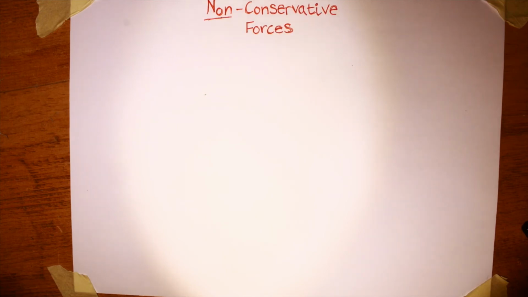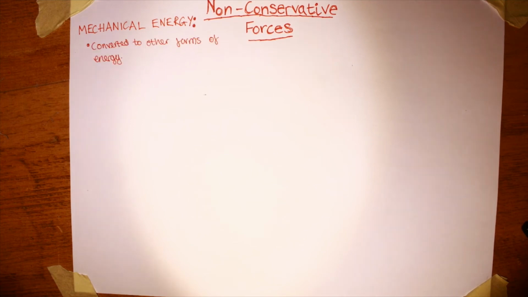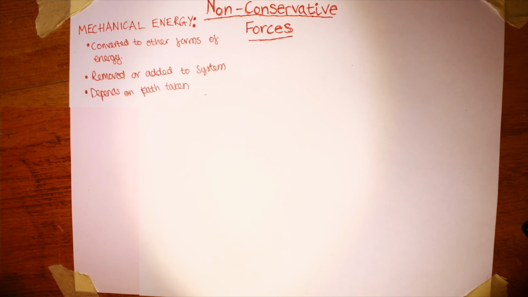Non-conservative forces. Mechanical energy is not conserved and instead is often converted to other forms of energy. Energy is either removed or added to a system. Work done depends on the path taken. Examples are friction, air resistance, and tension.